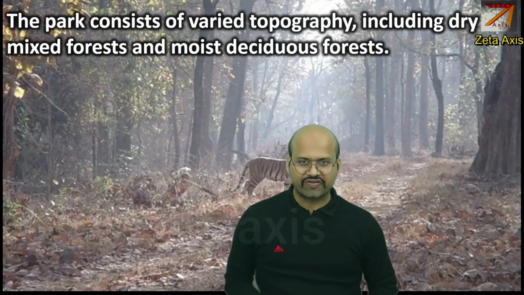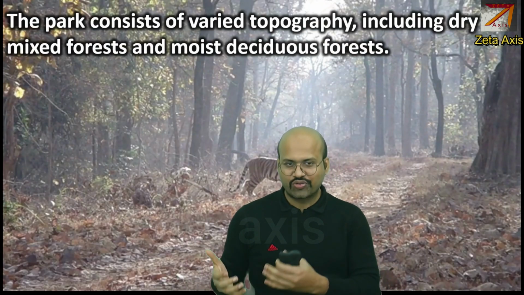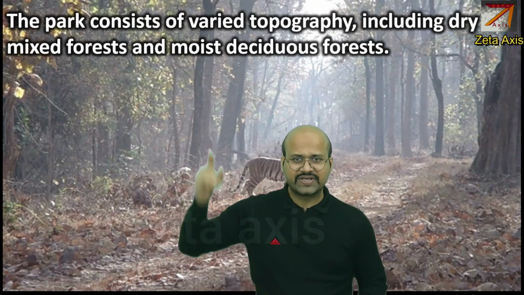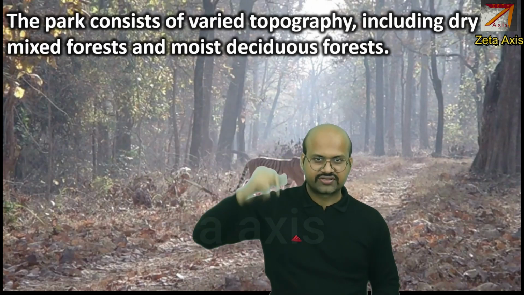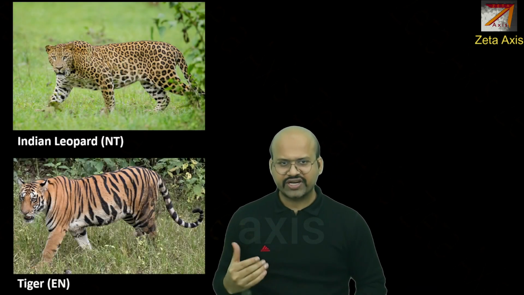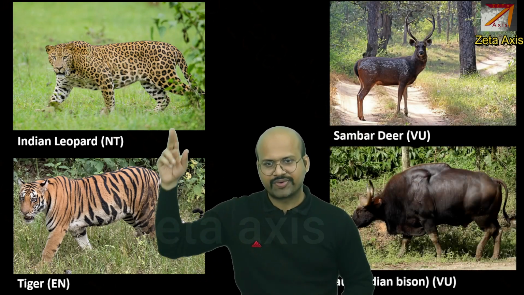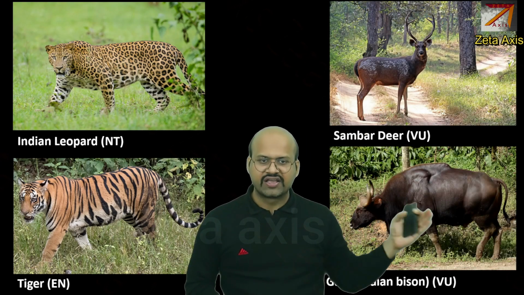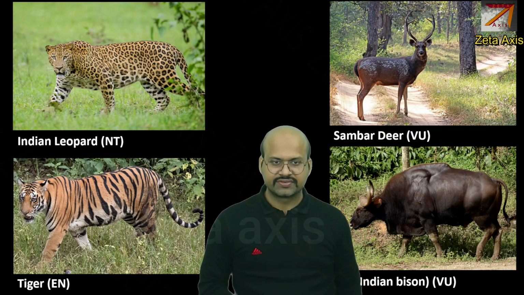The park consists of varied topography. We see that there was some mountain region, some grasslands, and it has basically moist deciduous forests. The important animals living over here are Indian leopard, tiger, sambar deer, and gaur or Indian bison.